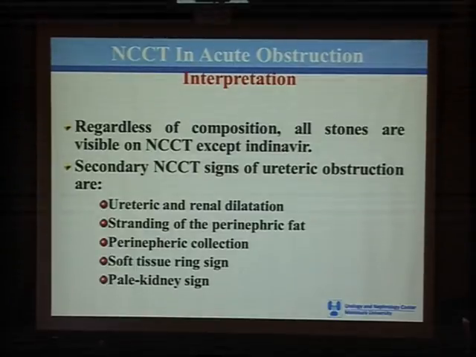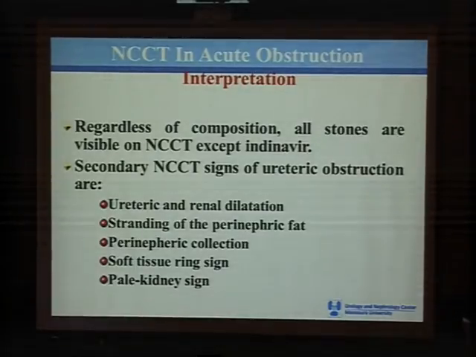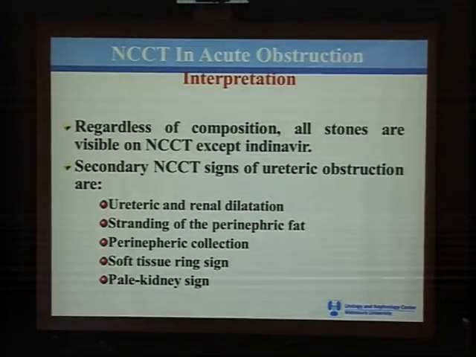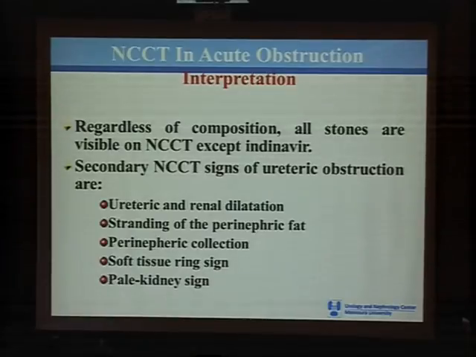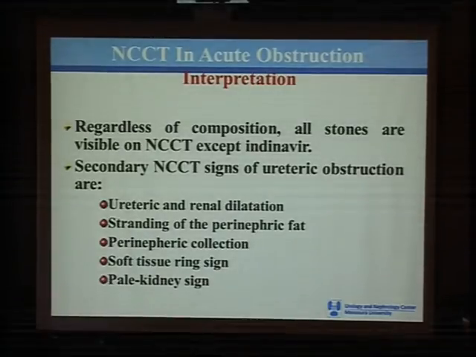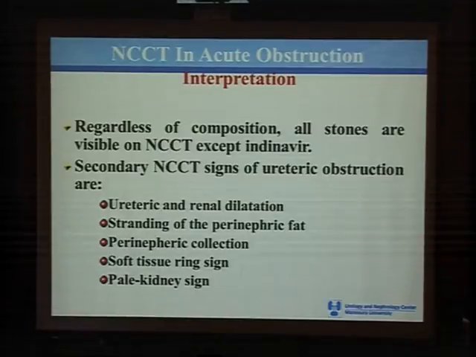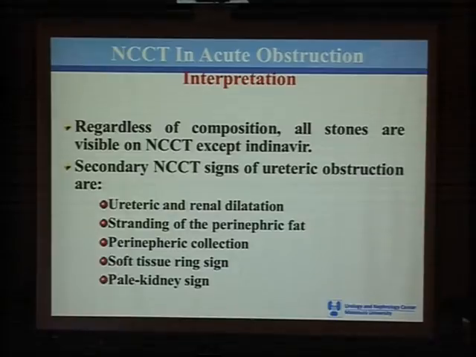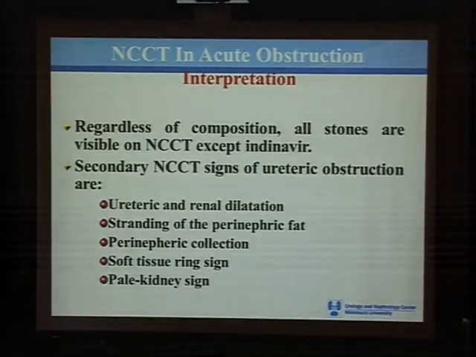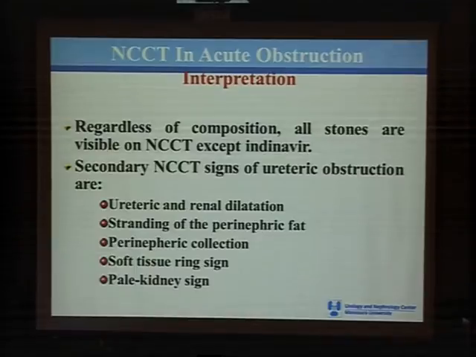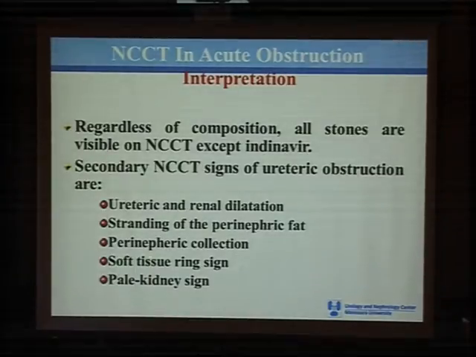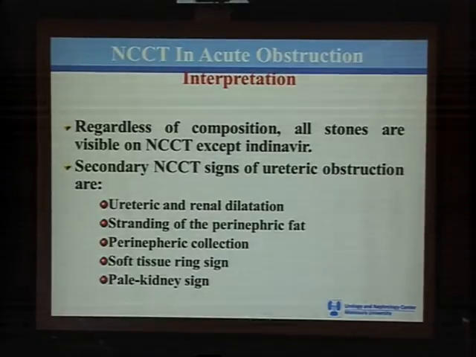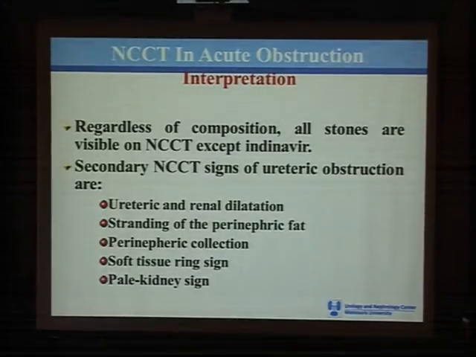Other types, all types, even if not seen by the KUB or IVP, could be seen clearly by non-contrast CT. And if you cannot see the stone, there are some secondary signs of obstruction, signs that indicate presence of obstruction, like ureteric and renal dilatation, stranding of the perinephric fat, perinephric collection, soft tissue ring sign, and the pale kidney sign. We are going to give an example of each of these to make it easy.